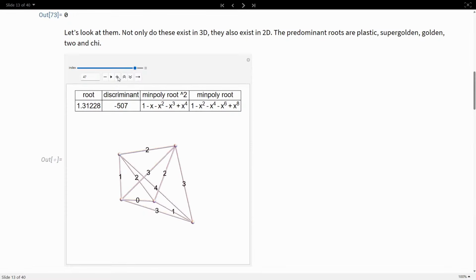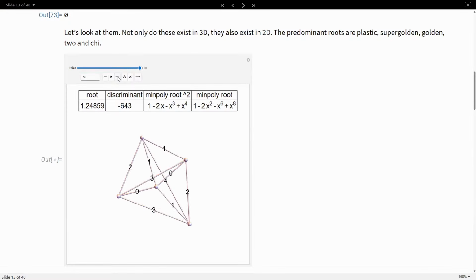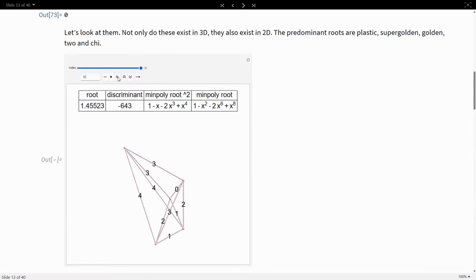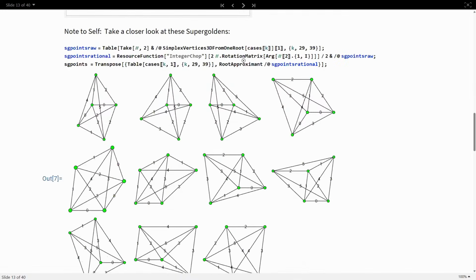I might have to look at -507 because I got a lot of solutions for this, and it's not on my list. But maybe it should be. And that was the last of them. So I might need to take a look at that new discriminant.